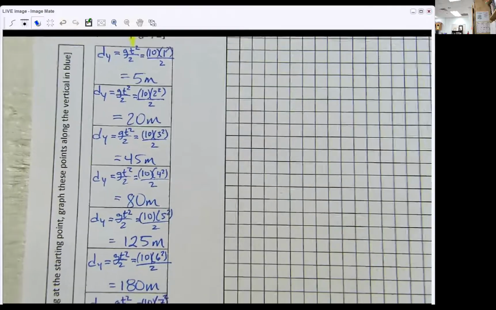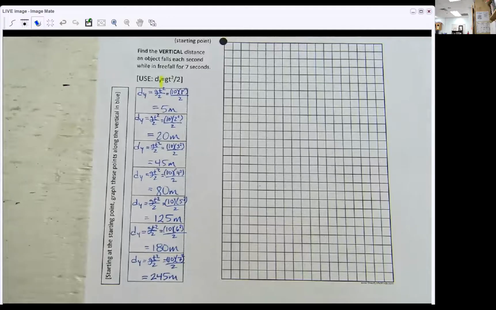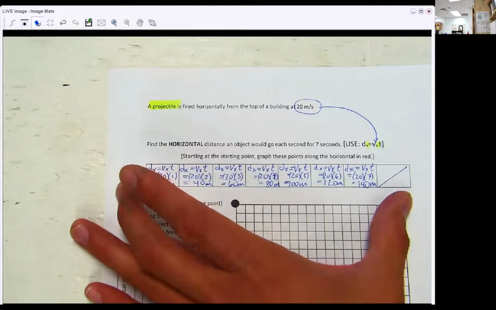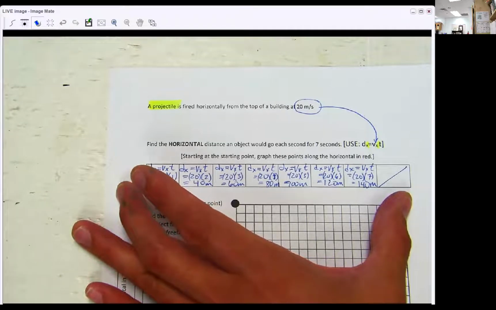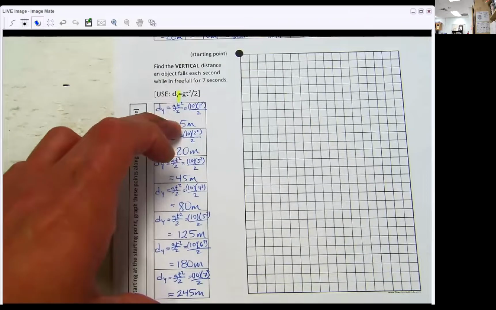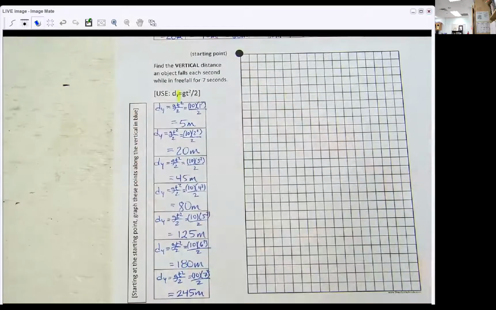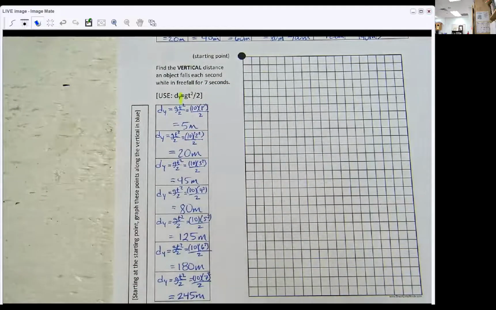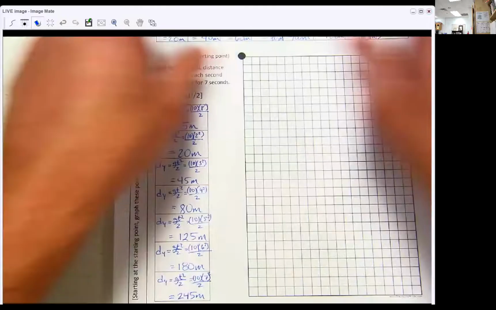And so we're only looking at vertical motion here. So here we only have horizontal motion, and then here we only have vertical motion. So we've done some calculations with that. Now let's go in and start using our graph paper to give us an idea, a pictorial representation of what our calculations actually look like.